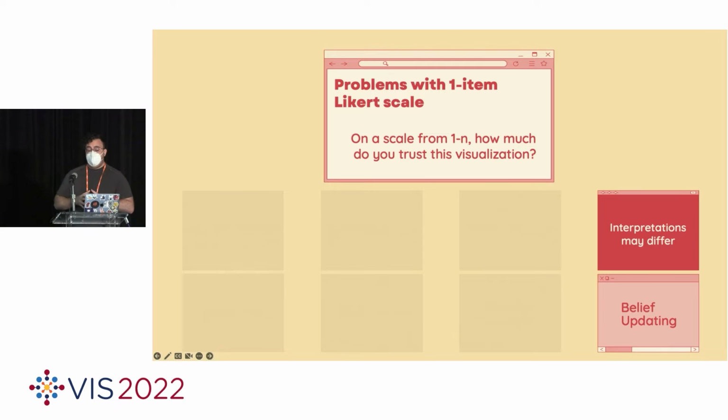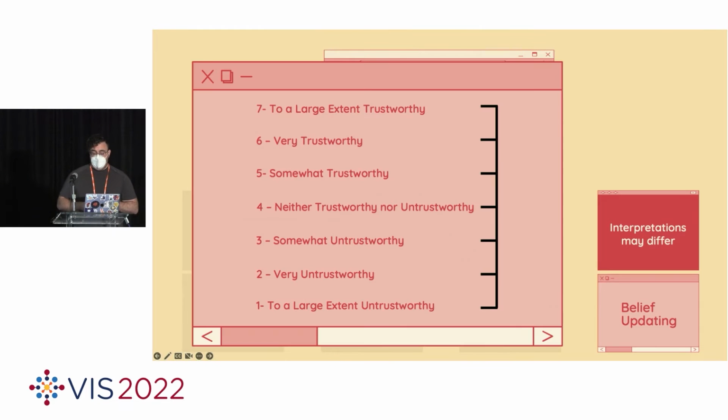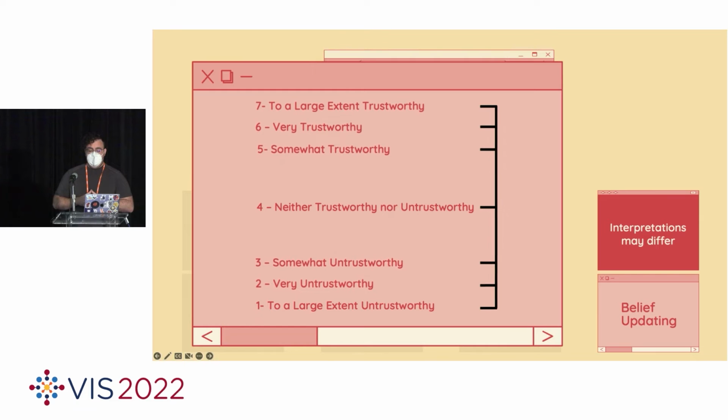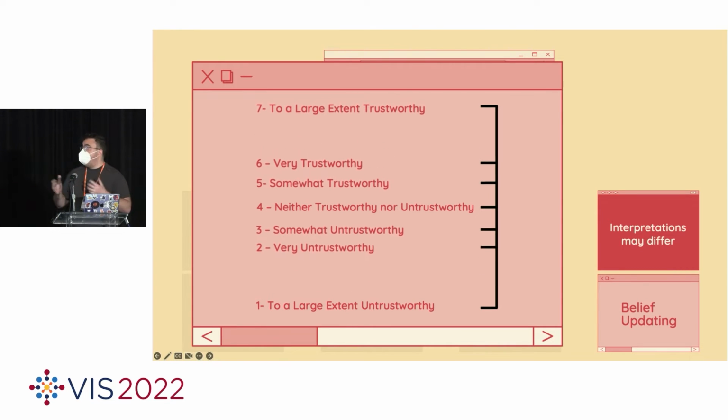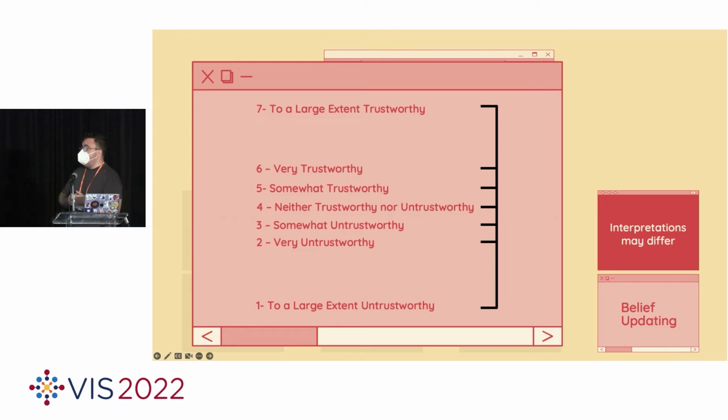The fourth and final major problem with the one-item Likert scale approach is that the scale itself might be interpreted differently from person to person. One person might interpret the scale to look something like this, where all the distances between the values are the same. But to someone else, it might look a bit like this, where the distance between 6 and 7 is much smaller than the distance between 3 and 4. Or even like this, where someone would only pick 7 or 1 in extreme cases. And this can vary infinitely from person to person.